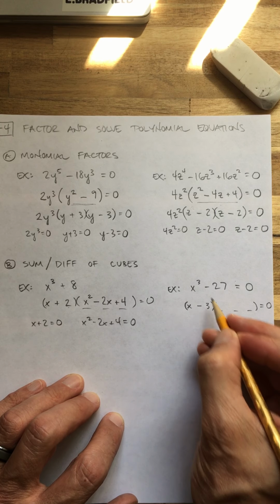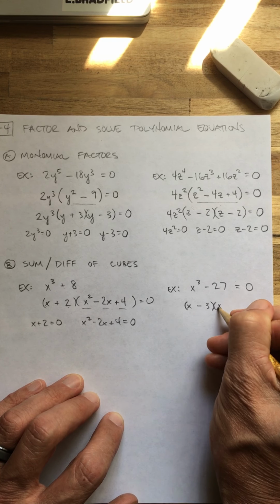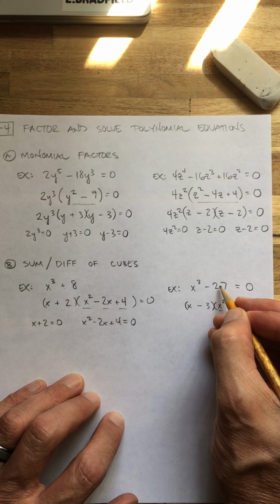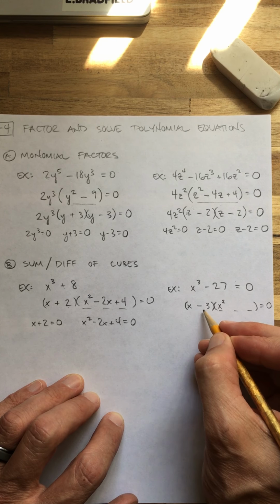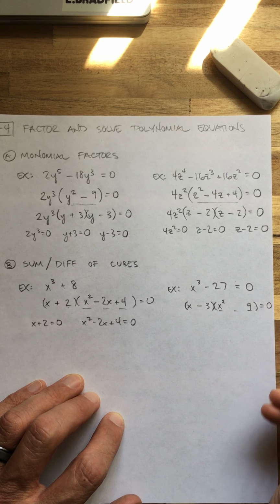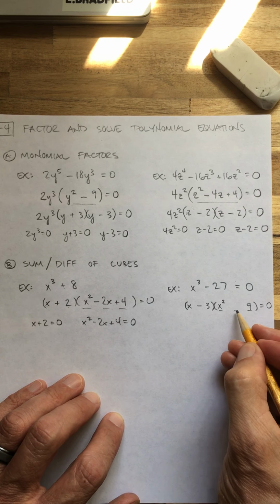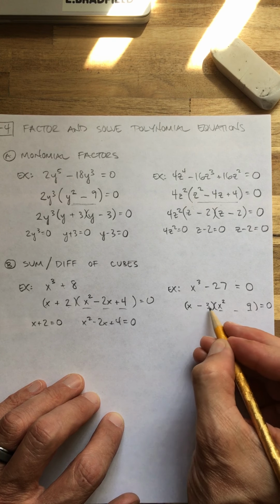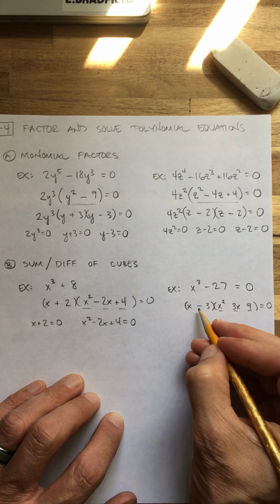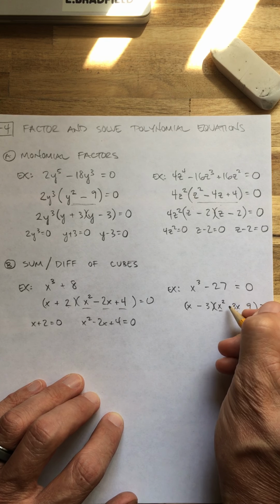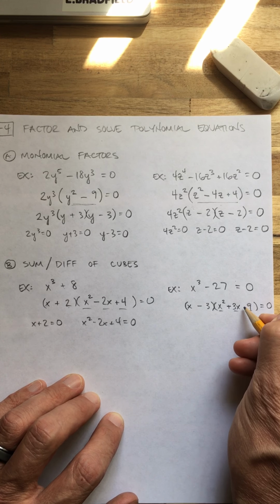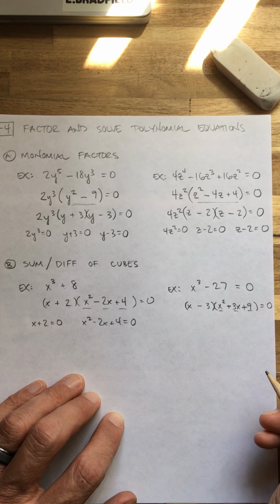So x times what gives you x cubed? Well, that's x squared. 3 times what gives you 27, or negative 3 times what gives you negative 27, and that's positive 9. And what goes in the middle here is just x times the 3, so put a 3x here. And remember, whatever sign this is, this one's always the opposite, so put a plus. And then this one right here is always going to be positive, no matter what.